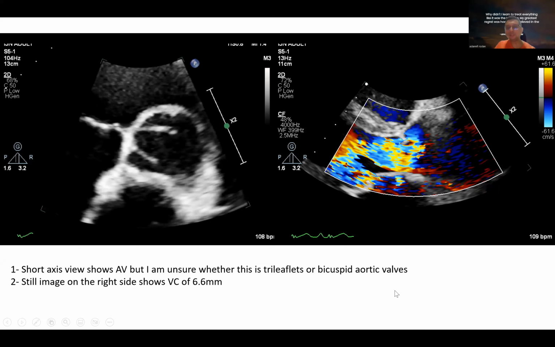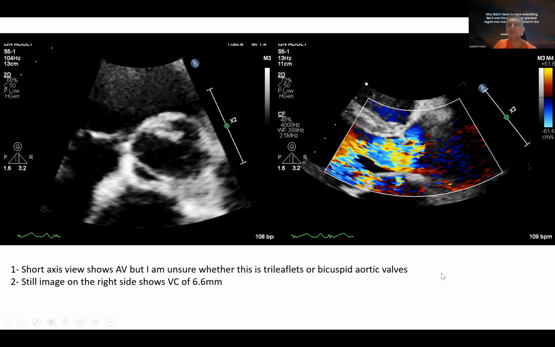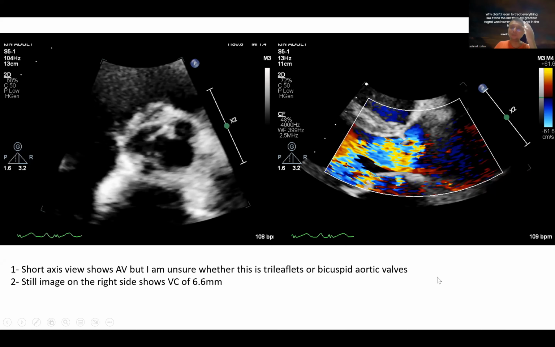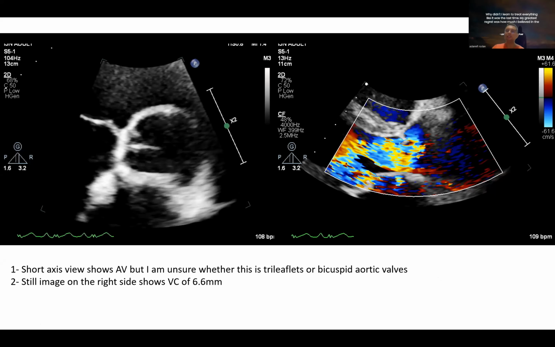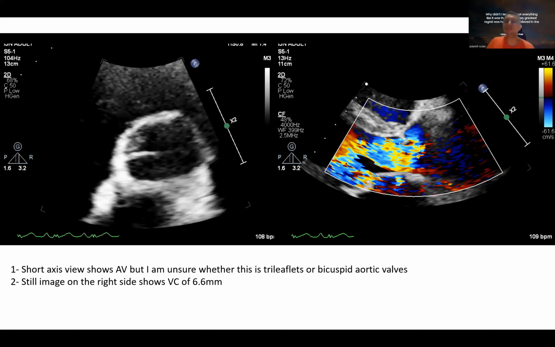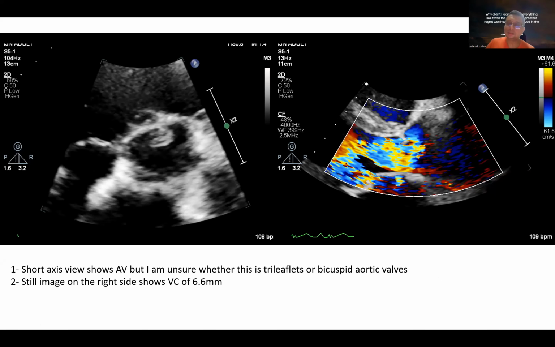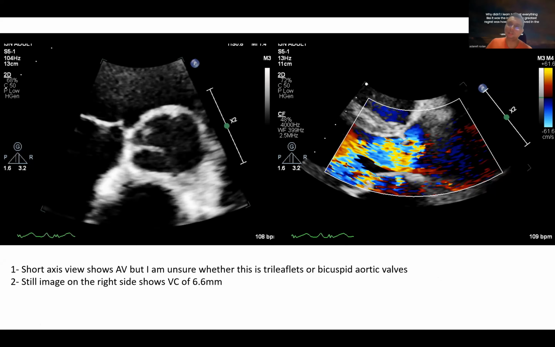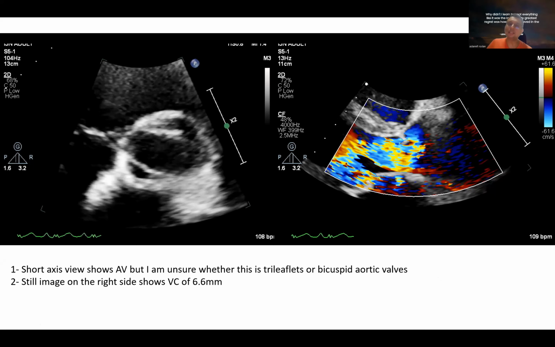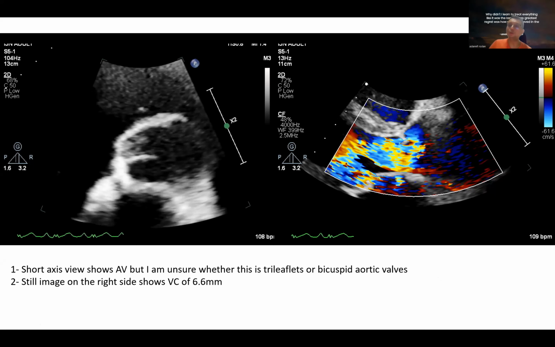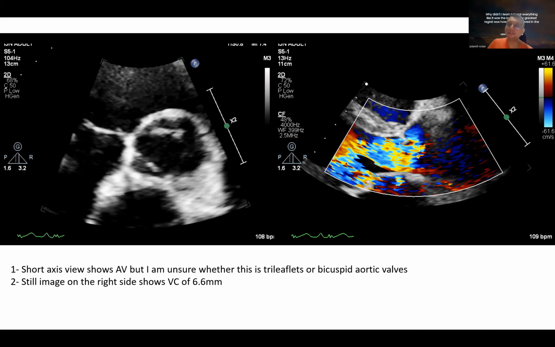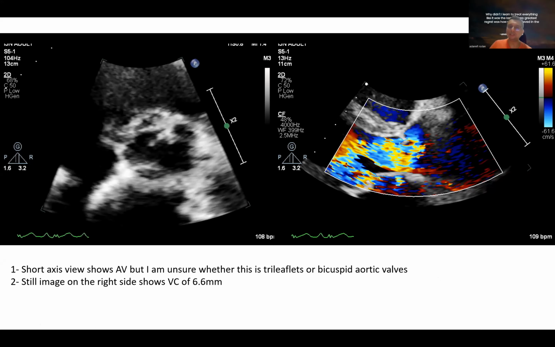Now, pressure half time is useful if it is short. So a short pressure half time, less than 190 milliseconds, is very specific for severe aortic regurgitation. However, a long pressure half time is not used to rule out severe aortic regurgitation, because it's quite normal to see someone with chronic severe AR but yet have a long pressure half time.